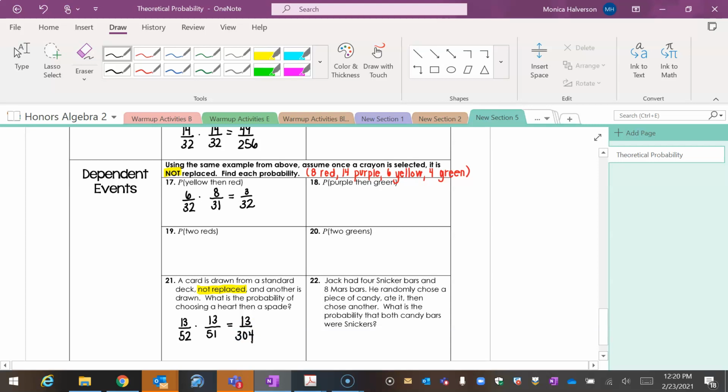This is really, really important. Not 304, I'm sorry, 204. So that replacement or not replacement will determine whether it's a dependent or independent event. I would like you to do the next 4 on your own, 18, 19, 20, and 22.